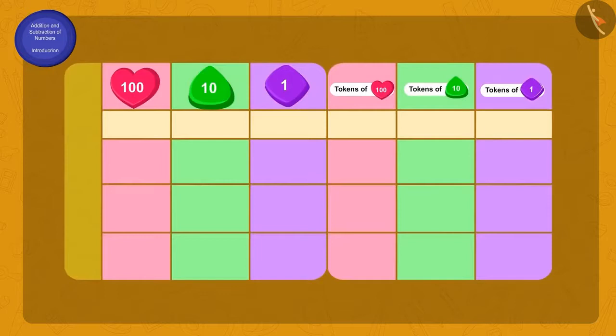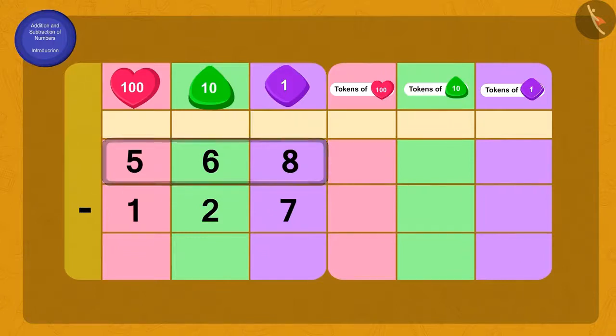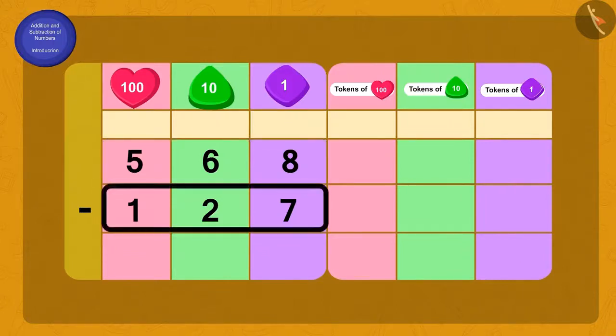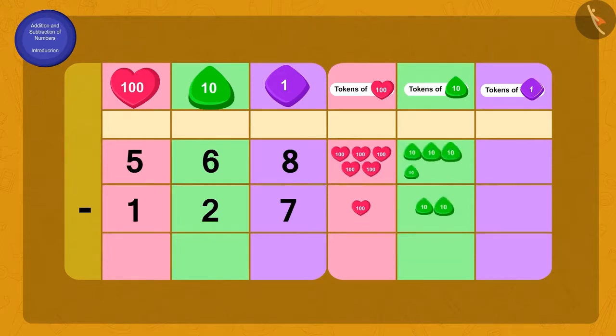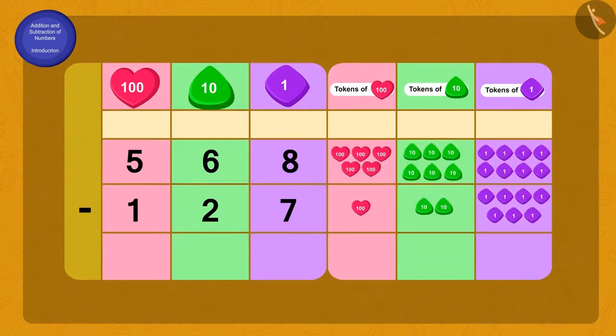To know the number of sheep left with Appu, we will subtract 127 sheep from 568 sheep. We will write 568 and 127 this way using 100, 10 and 1 digit places like this in the place value chart. What should we do now? On subtracting the digits 8 and 7 in the ones place, we get 1. What do we do next?